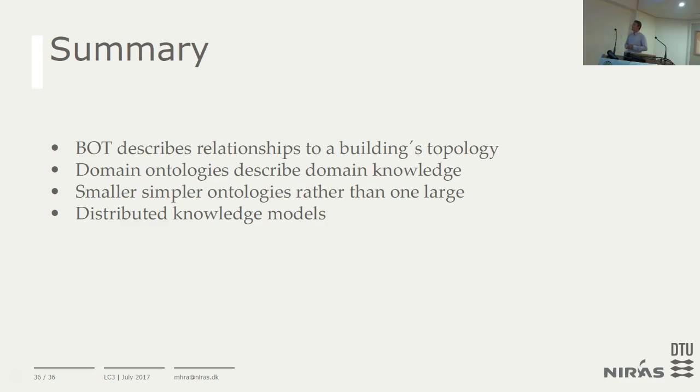So just to summarize everything, BOT only describes the relationships a certain component or anything may have to a building's topology. That's the purpose of BOT. Then we have domain ontologies that describe domain knowledge. And we think that smaller, simpler ontologies make it easier to use instead of having one large one. That's also one of the rules of thumb when you push ontologies online. And then we can have distributed knowledge models with this technology. Yeah, that was basically it.